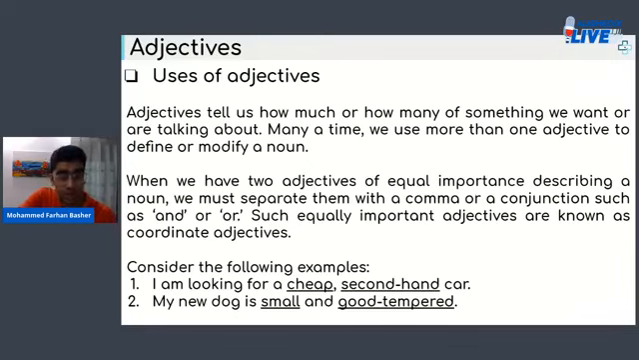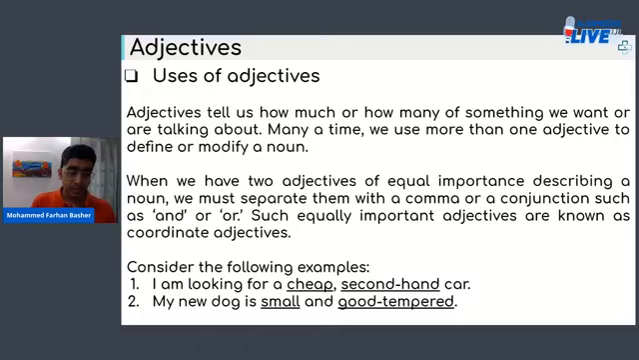So such adjectives are known as coordinate adjectives. And when you have coordinate adjectives right before a noun, modifying the noun, you separate the two with a comma or and. Both can go. You could say, I'm looking for a cheap and second-hand car. At the same time, what you could do is not put the coordinating conjunction and rather just put a comma between the two, saying that I'm looking for a cheap, comma, second-hand car. Both are fine. Both ways are good.